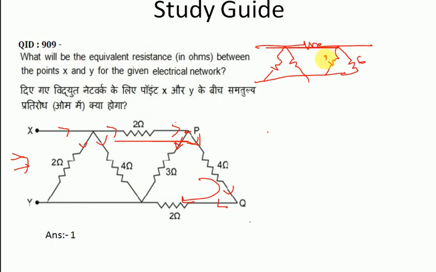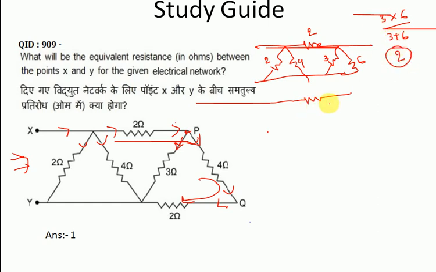Okay, this is 4, this is 2, this is 2. Now this 3 and 6, these are parallel. If this is a parallel combination, in our next step we can write 3 parallel 6, that is 3 into 6 by 3 plus 6. 3 into 6 is 18, divided by 9, that is 2.